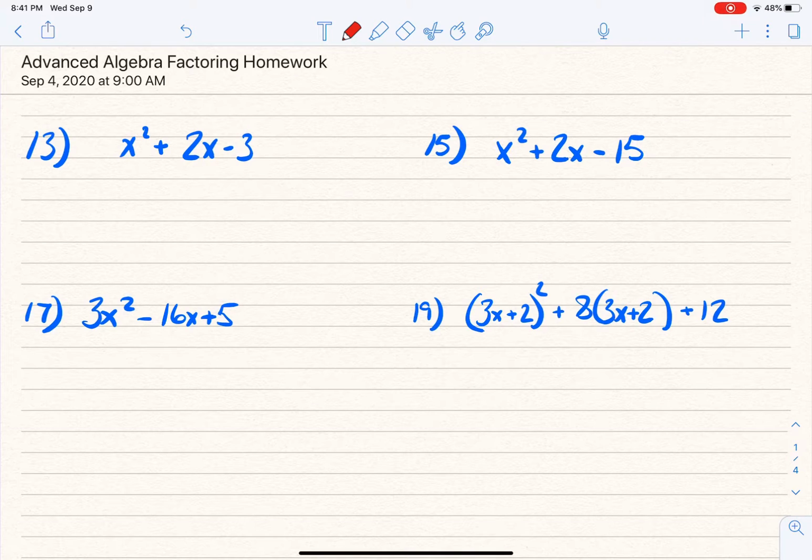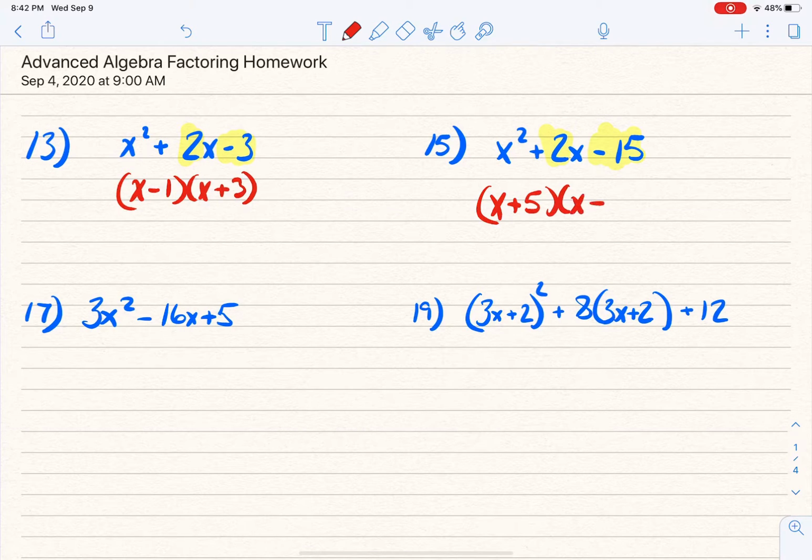So 13, we got this quadratic trinomial. We're looking for factors of -3 that sum to -2, and those of course are -1 and +3. So this would be x minus 1 times x plus 3. All right, on number 15, we're looking for factors that multiply together to give me -15, but when I add them, I get +2. And that, of course, would be +5 and -3. So I'd say x plus 5 times x minus 3.